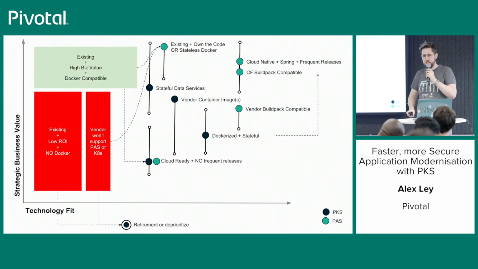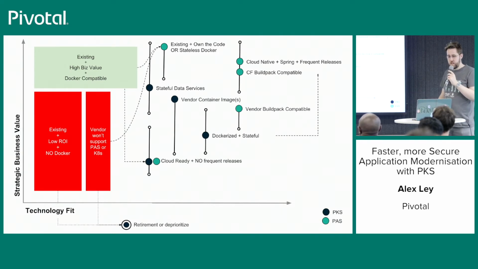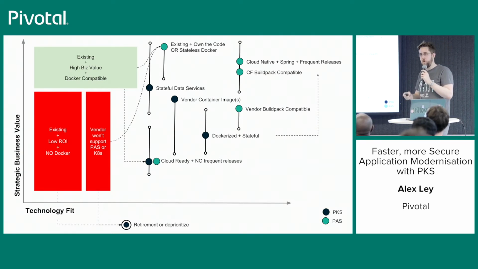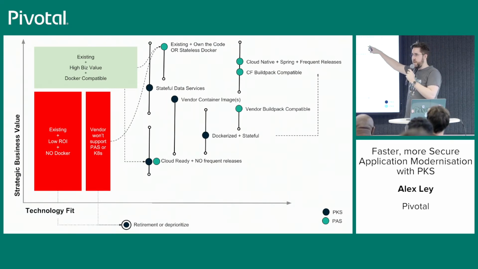Okay, so here's quite a complex diagram. But we're going to make it simple. So really, this is thinking of technology fit and strategic business value. By technology fit, we mean how well is this application suited to be running in a cloud platform? And on the other axis, how much business value do you get from this application currently? The more business value and the more technology fit, you should be looking up in this quadrant. This is really where PAS, Pivotal Application Service, Cloud Foundry, is worth investing in.